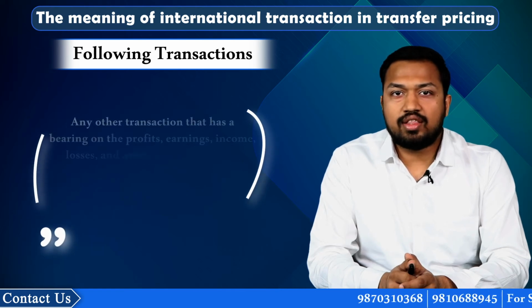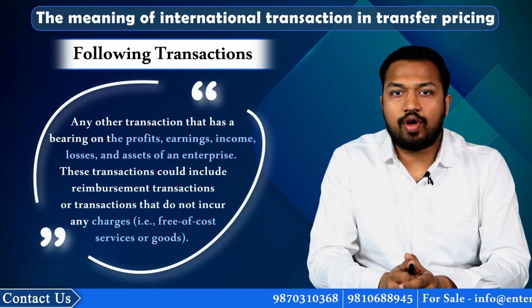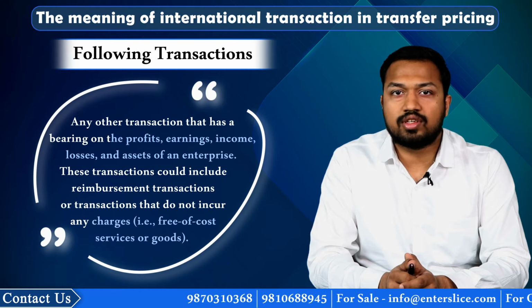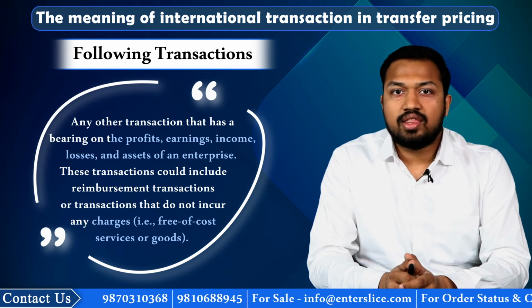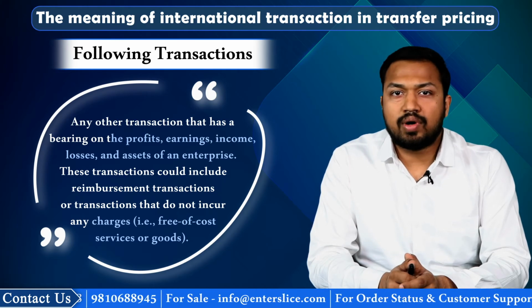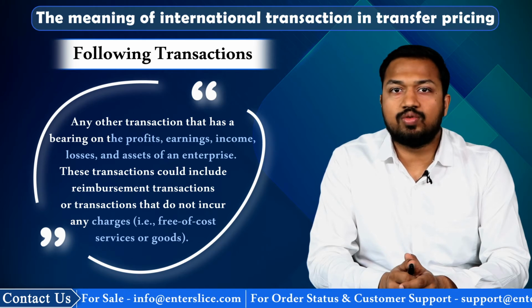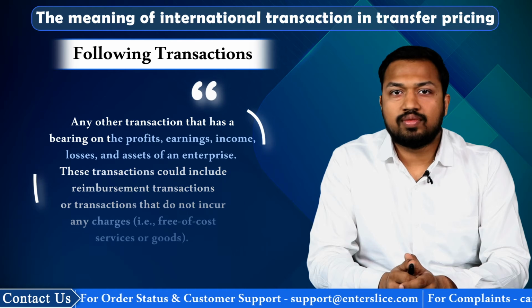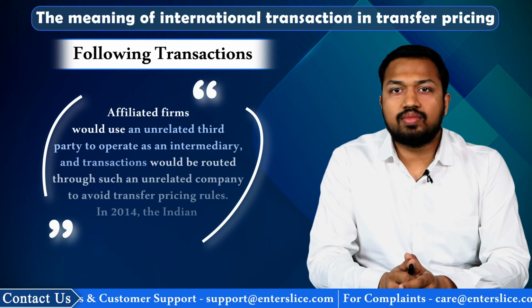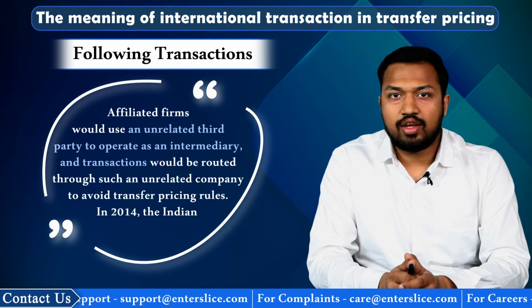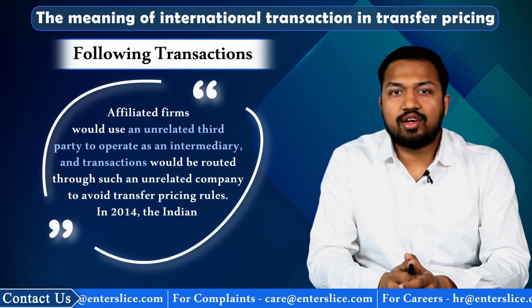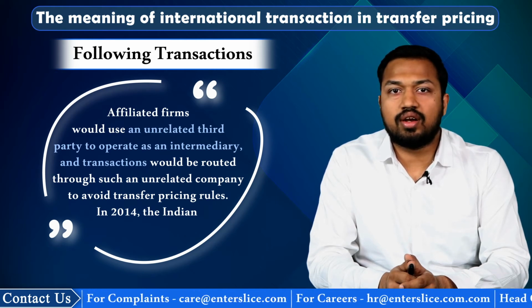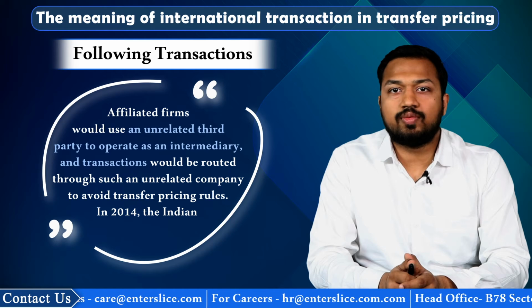Fifthly, any other transaction that has a bearing on profits, earnings, income, losses, and assets of an enterprise. These transactions could include reimbursement transactions or transactions that do not incur any charges, that is, free of cost services or goods. Previously, affiliated firms would use an unrelated third party to operate as an intermediary, and transactions would be routed through such an unrelated company to avoid transfer pricing rules.